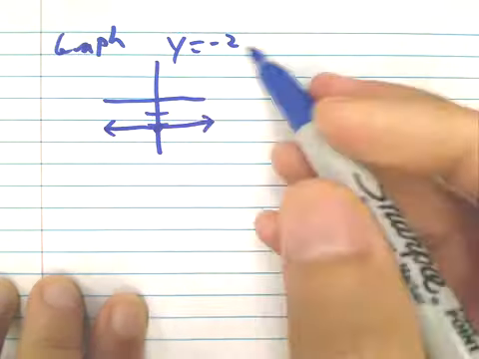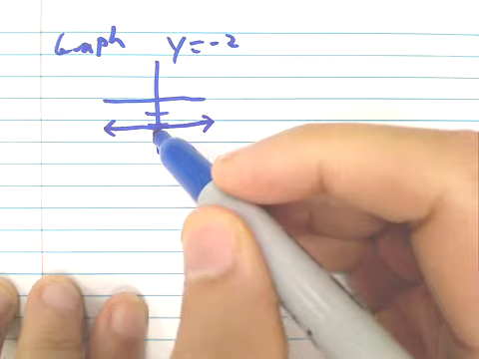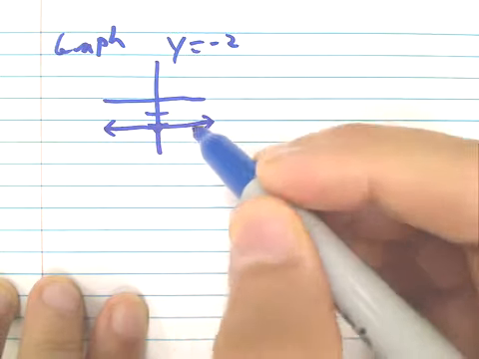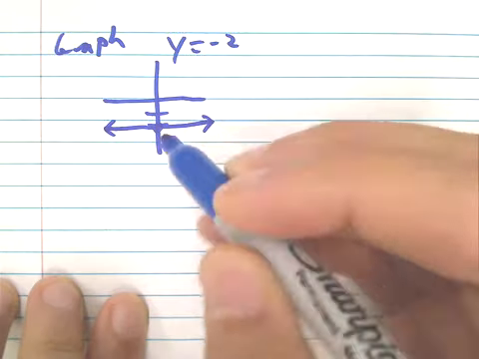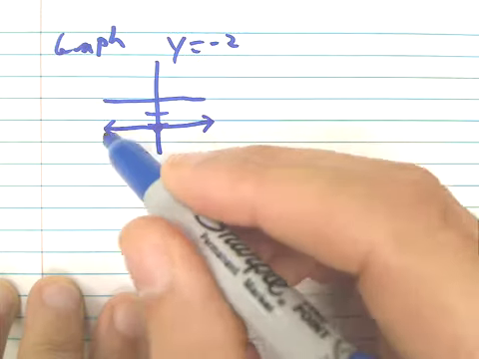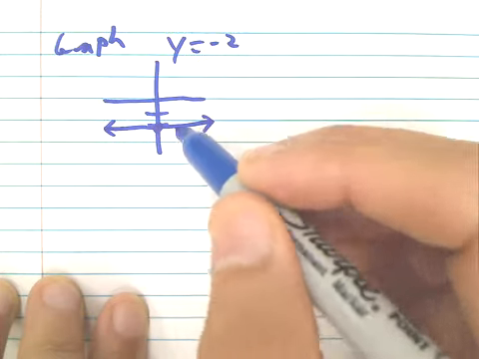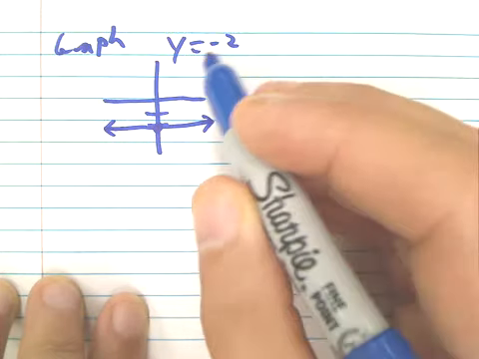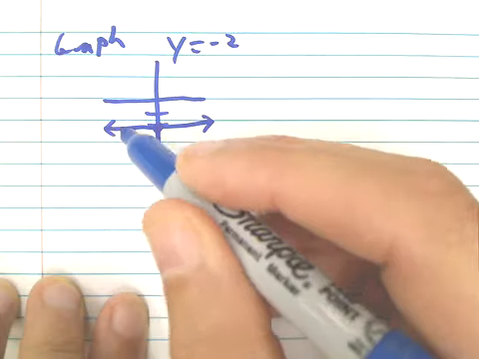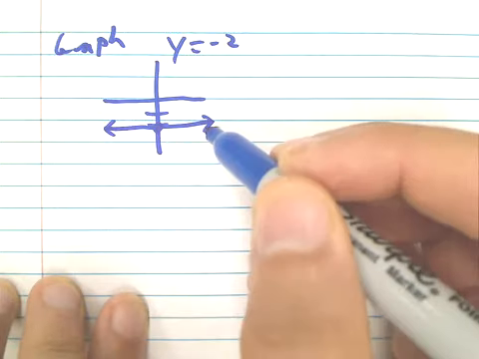So y equals -2, go to the y-axis, put a point, but then draw a line that's parallel to the x-axis. Okay, and what this means is that all these points have a y-coordinate of -2. Where do you see y-coordinates of -2? All along this line here. Never hits the x, has to be parallel.